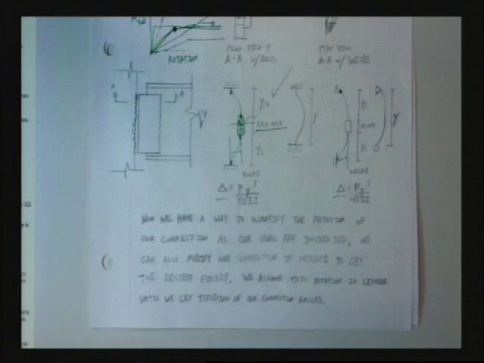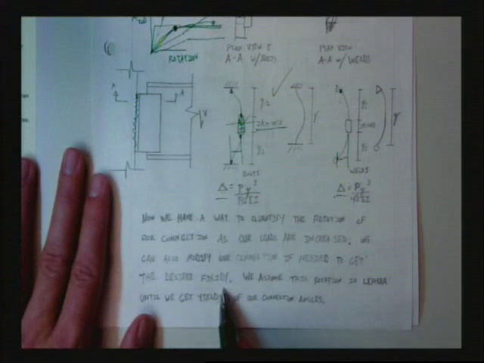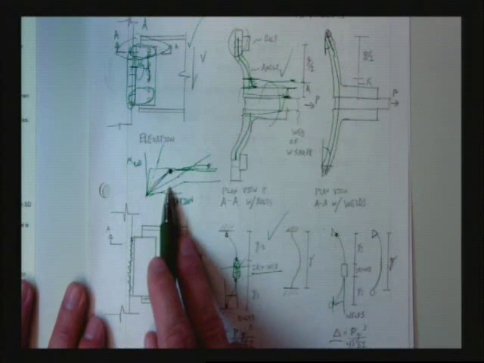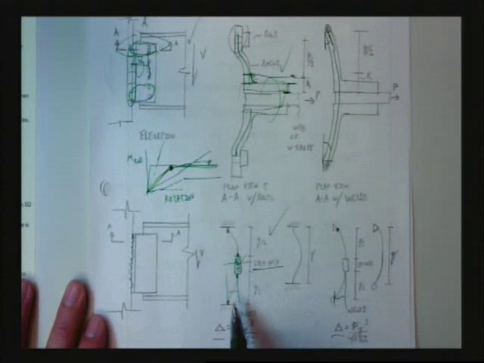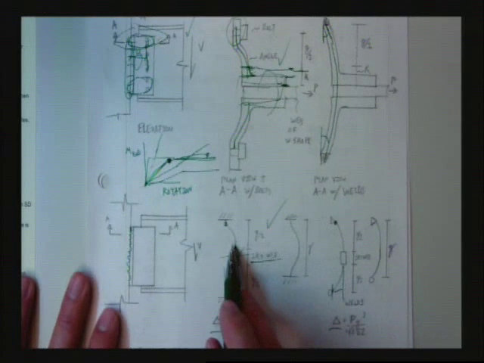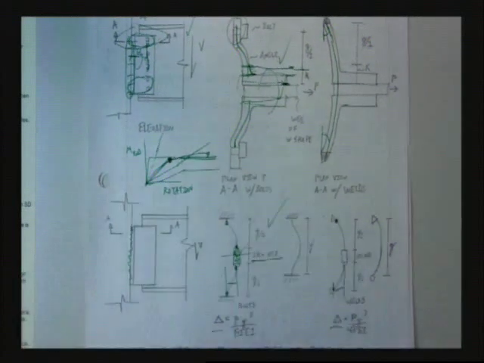Awesome! Now, we have a way to quantify rotation of our connection. As our loadings are increased, we can also modify our connection if we need to get the desired fixity. What I mean by that is, if we're not happy at the end with what quadrant we end up in, we now have a quantifiable way to come back and say, well, if I want to make it fixed, then I have to make my angles this thick.